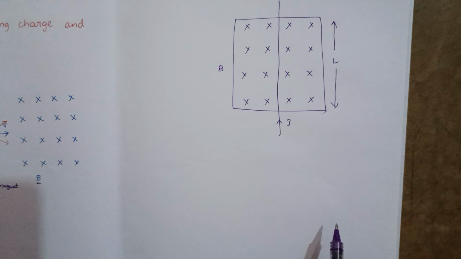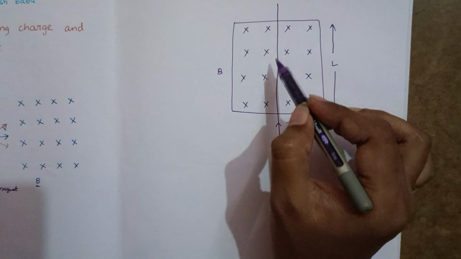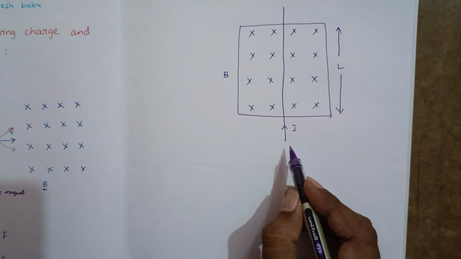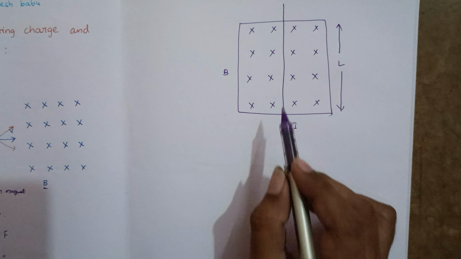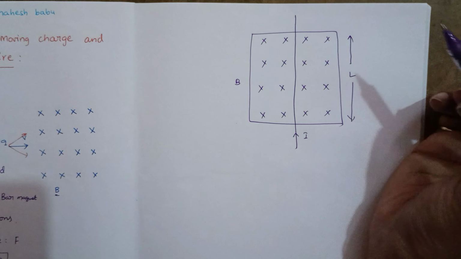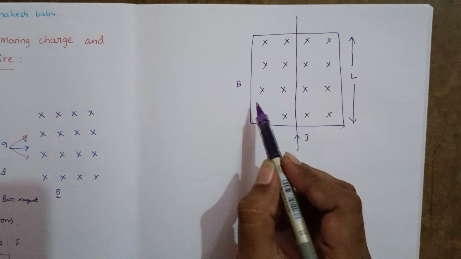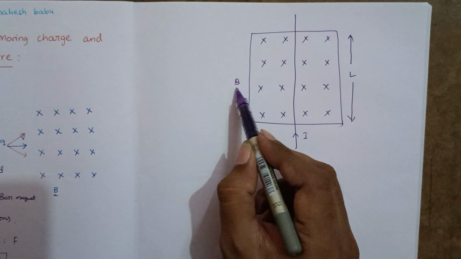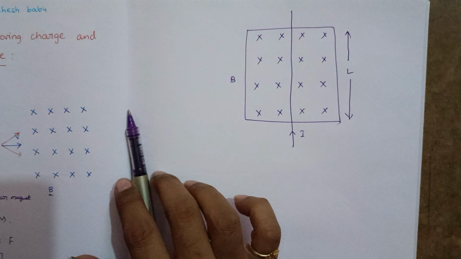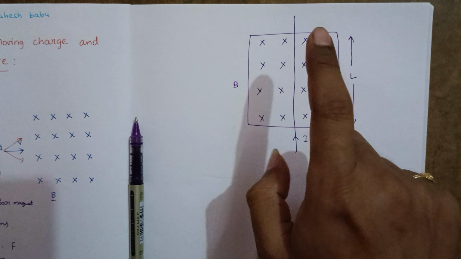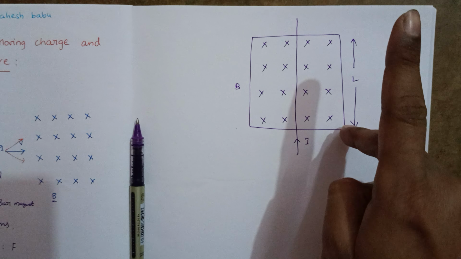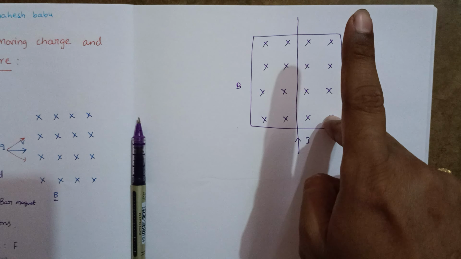Now a current carrying wire is placed in a magnetic field. The current is going like this, in the upward direction, and this is the magnetic field, going into the page.